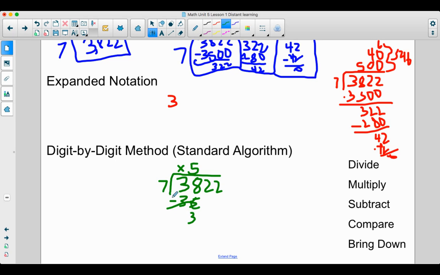Yep, can't take another group of 7 out of 3. The next step was comparing. Compare to say, could I have taken more out? Nope, I estimated right. Now I bring down. So I'm going to bring down my 2. And now my 3 is no longer 3, it's a 32. I have really 32 tens. And I start over again by dividing. How many 7s in 32? Well, there's 4 7s in 32, I believe.